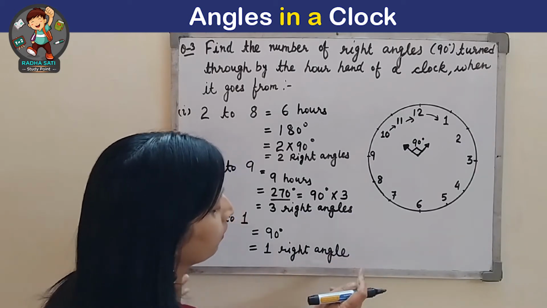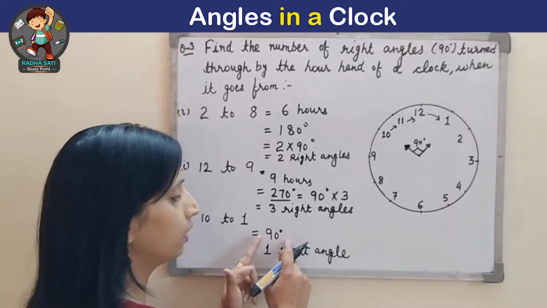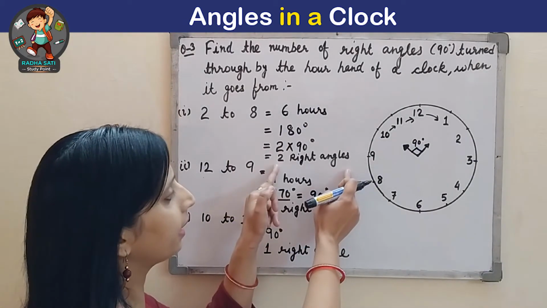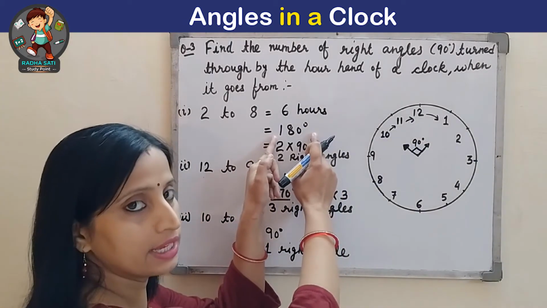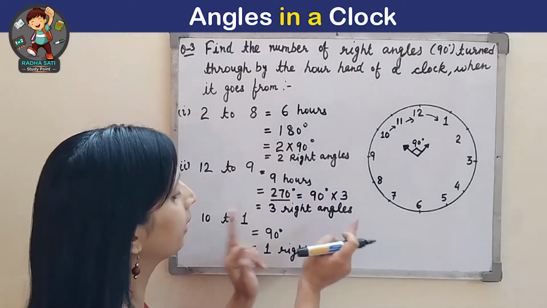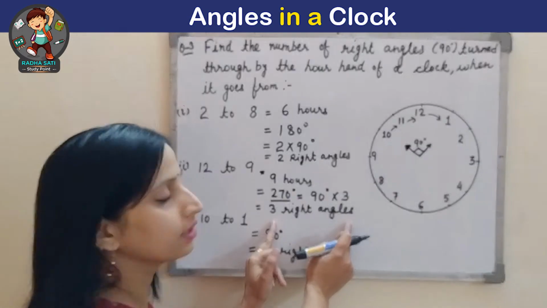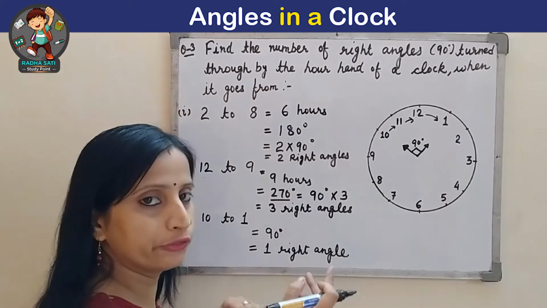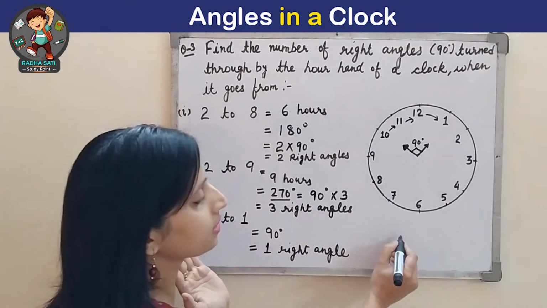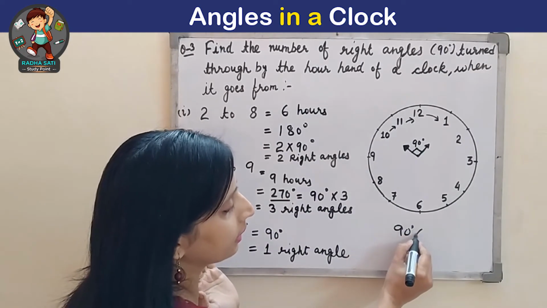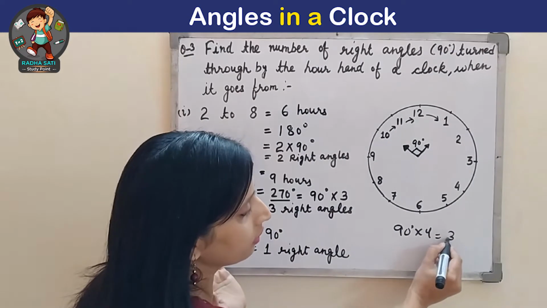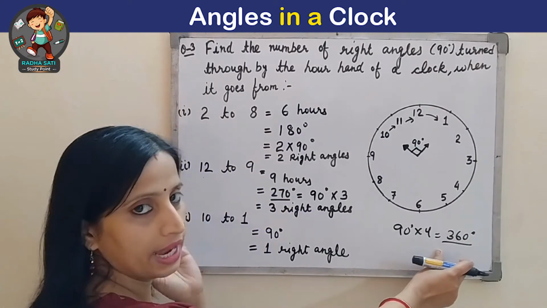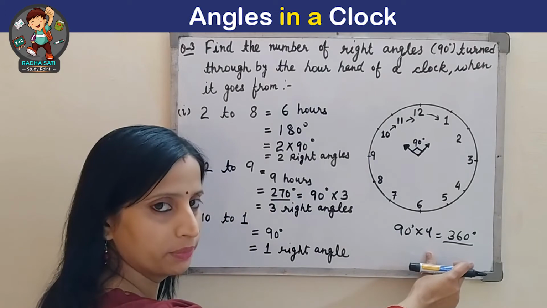Okay. So in one right angle, only the angle of 90 degree will be formed. In 2 right angles, an angle of 180 degree, that is a straight angle, will be formed. And in 3 right angles, the angle of 270 degree will be formed. And if it will be 4 right angles, that means 90 degree multiplied by 4, which is equal to 360 degree, or a complete angle will be formed.